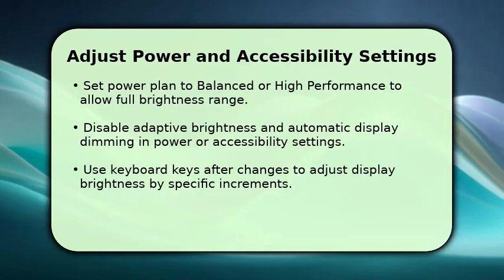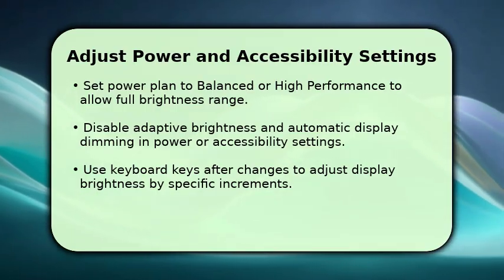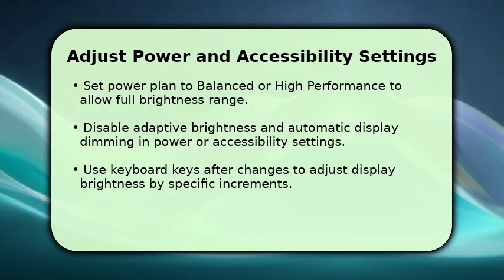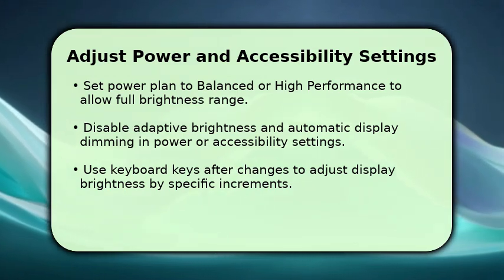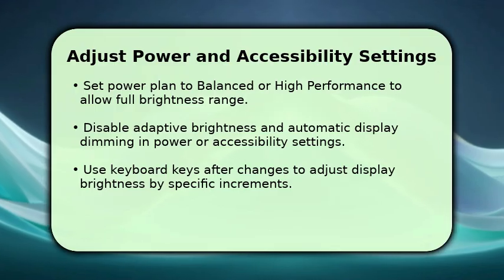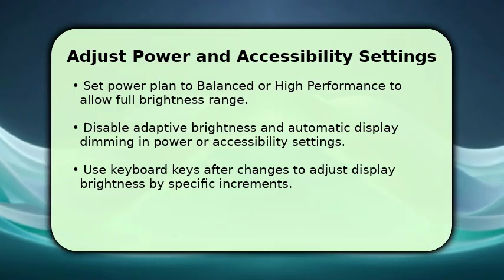On laptops with ambient sensors, turn off auto brightness to ensure keyboard keys control the backlight directly. After changing settings, use the keyboard keys to increase or decrease brightness by specific increments immediately.